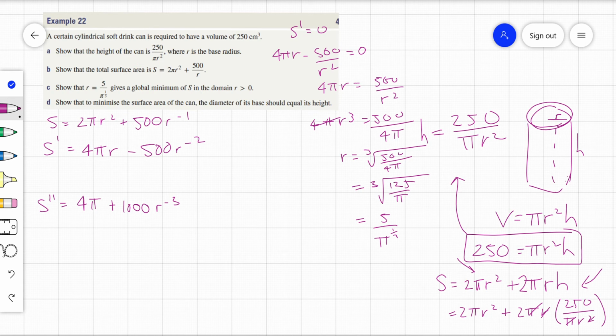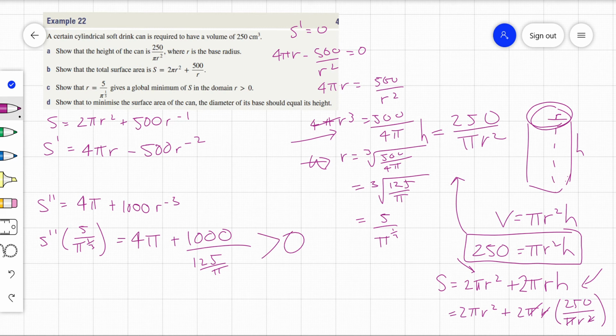We better show it's a minimum as well. So how do we show it's a minimum? We sub that point into s double dash. So we get 4 pi plus 1000 over r cubed, and remember r cubed, there we go, r cubed is 125 on pi. Alright, and you can see that's going to give you a positive. Positive means you're going to get a minimum there. So we can prove that it's a minimum, that's fine.